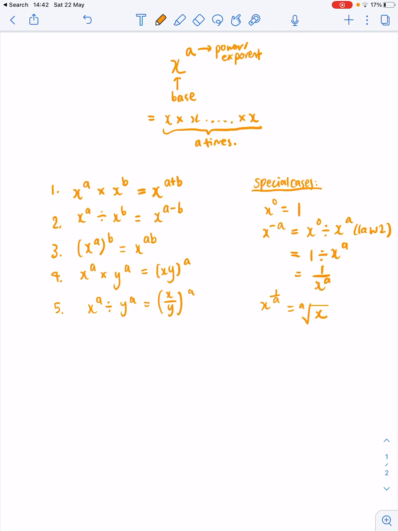Welcome to Minute Math. Today, we'll be working on a new topic known as Law of Indices. This is an extremely important topic as well.